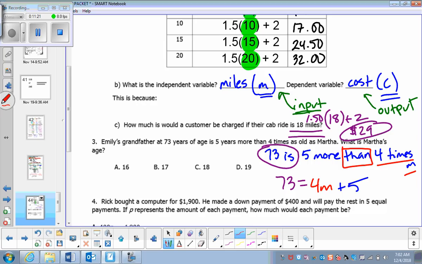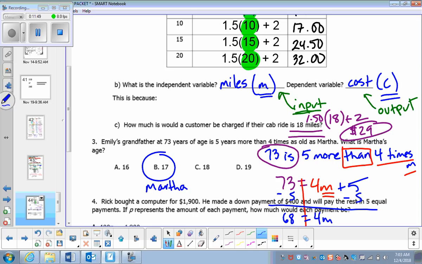What we're also asked now is how old is Martha? So we're essentially asked to solve for n. So if we drop our line and subtract the 5, over here we get 68. And now all we have to do is divide 68 by 4. When we divide 68 by 4, that's going to tell us Martha's age. And we get 17 for Martha.